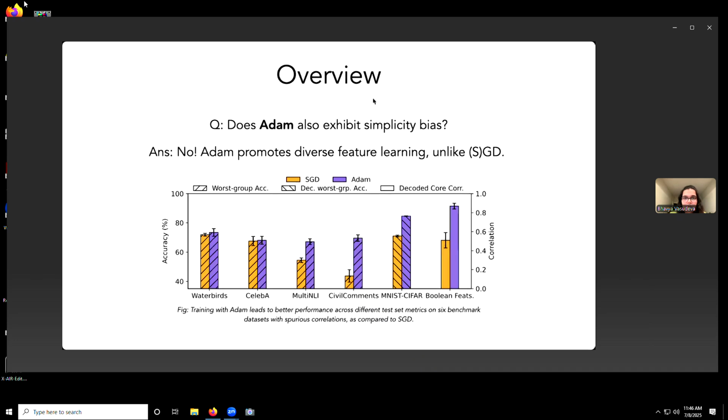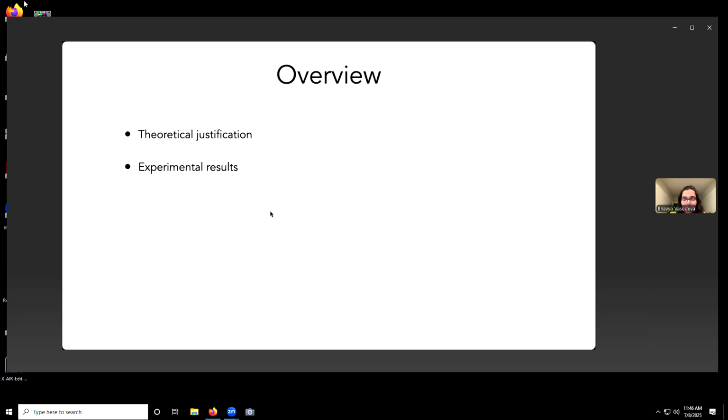So here we ask if training with Adam also exhibits similar simplicity bias. And we find that Adam promotes more diverse feature learning. This figure shows some representative data sets and some metrics which measure feature learning, and we find that training with Adam usually outperforms SGD. In the rest of the talk, I'm going to give theoretical justification for this phenomenon, and then also talk about the experimental results that I just showed in more detail.